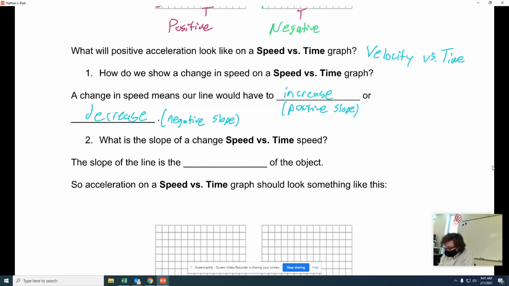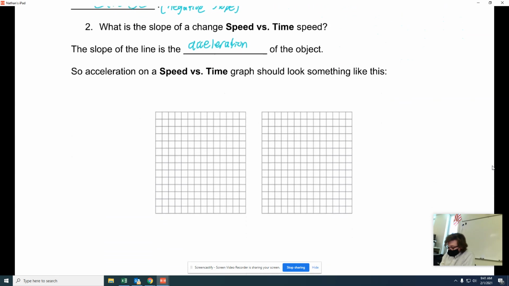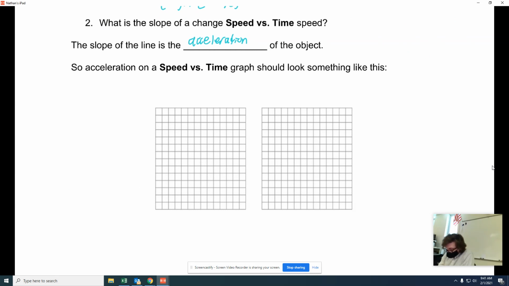So our next question says, what is the slope of a speed versus time graph? And here, the slope of the line is the acceleration of the object. So these graphs are going to look a little bit different. First off, these are always speed or velocity versus time graphs. So I'm going to go ahead and label my axes. And then just like we did last time, we will make a graph for positive acceleration, and we'll make a graph for negative acceleration.